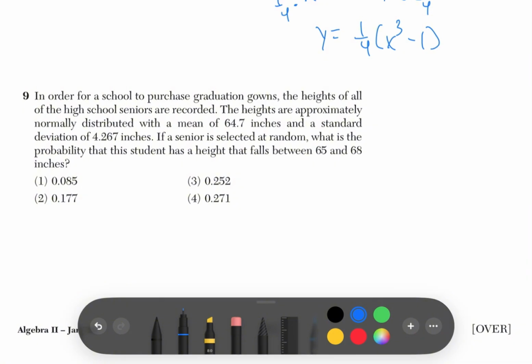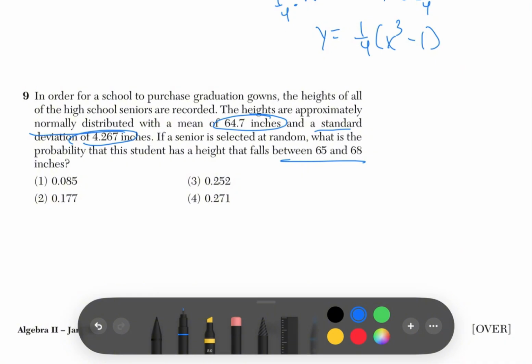Question 9. In order for a school to purchase graduation gowns, the heights of all of the high school seniors are recorded. The heights are approximately normally distributed with a mean of 64.7 inches and a standard deviation of 4.267 inches. If a senior is selected at random, what is the probability that this student has a height that falls between 65 and 68 inches? So for this problem, all you have to do is plug it into the calculator.